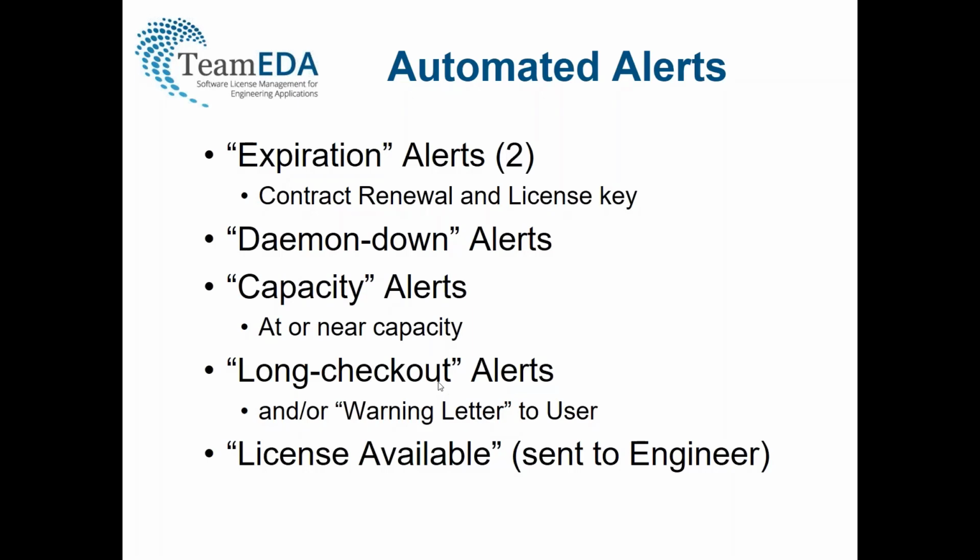If you have a really expensive tool, as I mentioned earlier, and you want to limit the amount of time somebody can have that checked out for, let's say 8 hours is the limit, this will give you a warning if somebody exceeds the 8 hours. And then license available. This is an alert for the engineer to use if he can't get a license and he doesn't want to hang around waiting. As soon as the license frees up, it'll send them an alert.